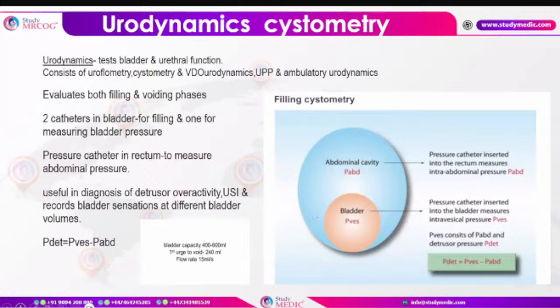A basic concept to understand is that you have seen this bladder here. So the pressure of the bladder, that is P-VES, okay? How do you get this? It is a combination of pressure in the abdomen, that is P-ABD, plus P-DET. So in order to get P-DET, what you have to do? You have to subtract abdominal pressure from vesical pressure, or P-DET is equal to P-VES minus P-ABD. If you remember this equation, you can calculate any of the three pressures.